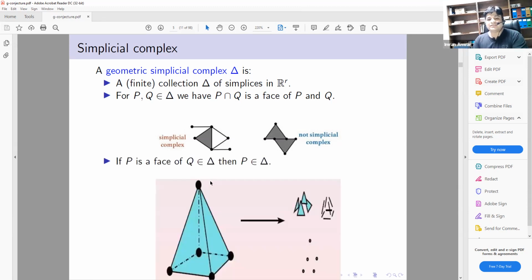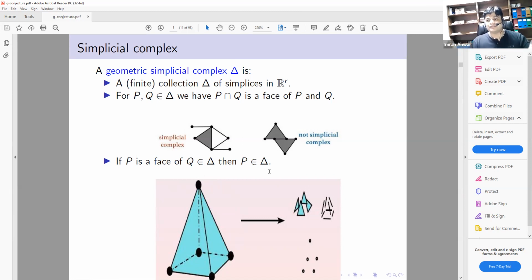And the second condition: if you have a simplex belonging to a simplicial complex delta, then it means all its subcomplexes, in other words, all its simplices should also be a part of the simplicial complex. This is the second condition. If this is in delta, by saying that this is in delta, it means that all the vertices, all the filled triangles, and all the edges should also be in delta. So this is the second condition of the simplicial complex.